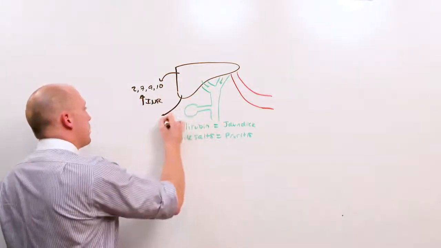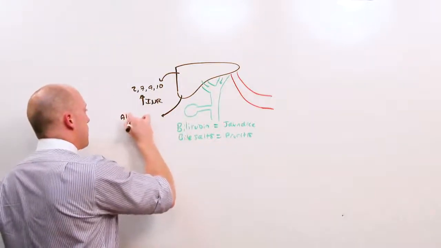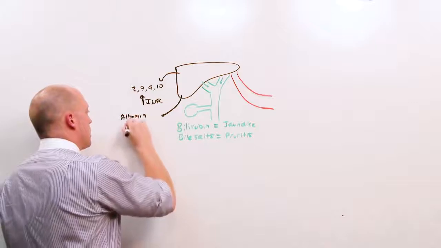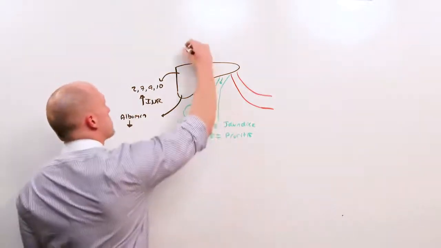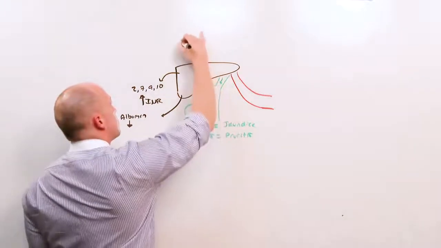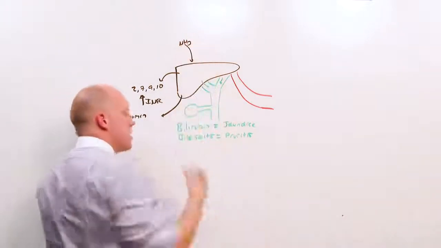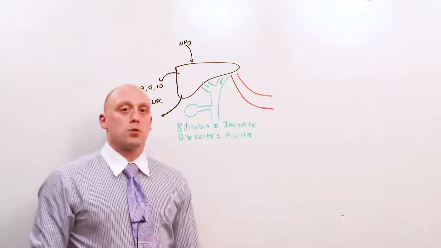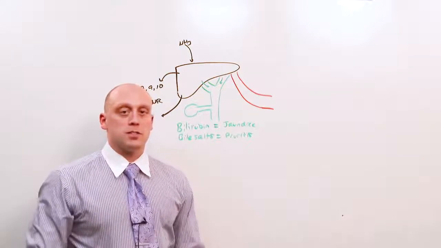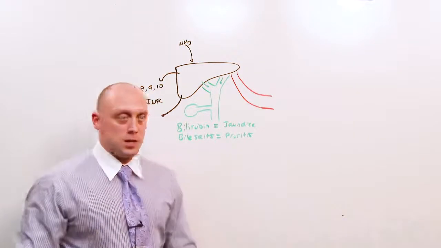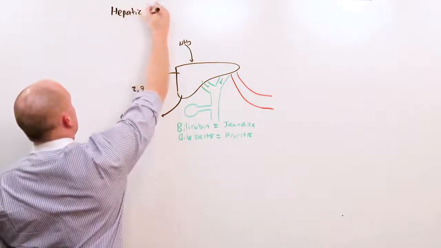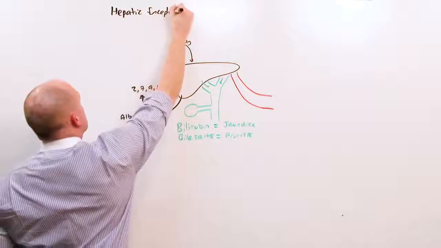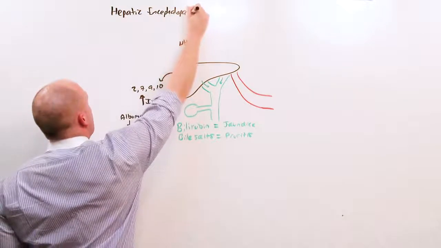The liver makes albumin. And in cirrhosis, the albumin will be low. And the liver processes toxins, like ammonia. If the liver can't do its metabolic work, it can't clear toxins, and toxins accumulate. In this case, we're talking about hepatic encephalopathy, the first complication of cirrhosis we're going to discuss.